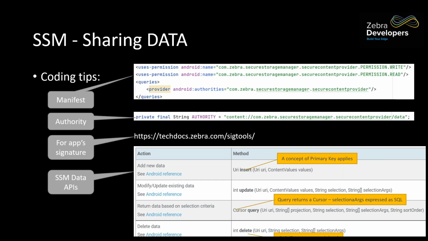The insert works exactly as for any database on a table with a primary key, so when you try to insert the same primary key twice, you get a violation exception. Instead, when you query the Secure Storage Manager, it returns a cursor, which is a typical structure for dealing with records in a database, and then you have the delete API.